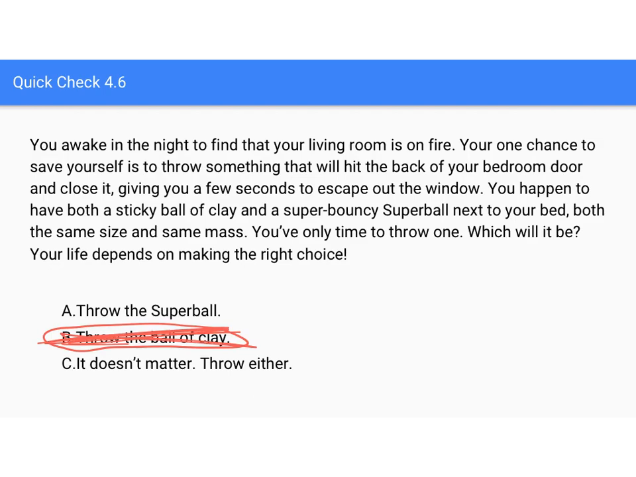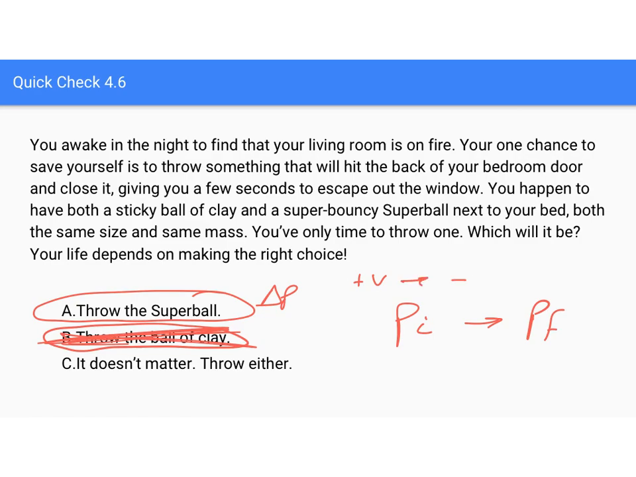See, when you throw a ball of clay, the clay has some momentum. It sticks to the door, and that increases the mass. It'll decrease the velocity, but it'll have some final momentum. However, when you throw the super ball, it bounces off the door. So the super ball has a larger change in momentum because it has an initial positive velocity and then it goes to a negative velocity. So if it's got a larger change in momentum, that means the force exerted on the door over the time will also be larger, and it'll close better than the sticky ball of clay. So it's a really weird example problem, but the technically correct answer is the super ball.